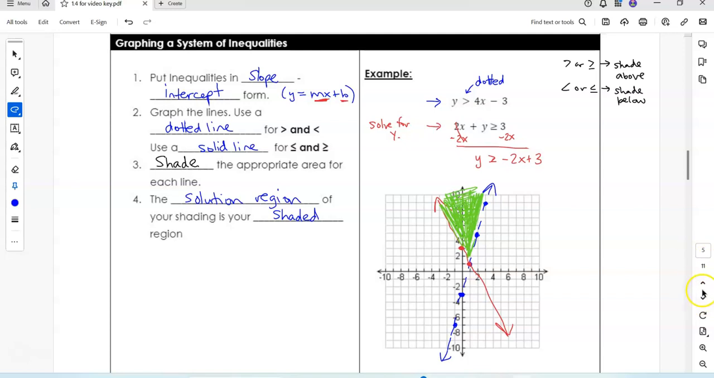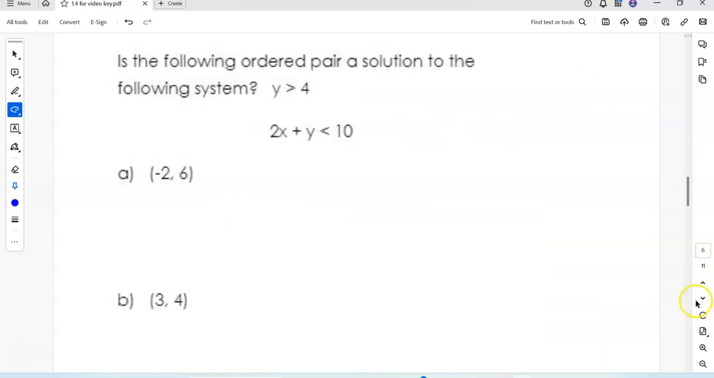Okay? You will only have to do like one, maybe two of these on Delta Math where you actually graph them. All right, this is more like what you'll need to know how to do for a test. So on a test, I will give you inequalities like this, and I'll give you two ordered pairs, and you have to figure out if they'll work or not.